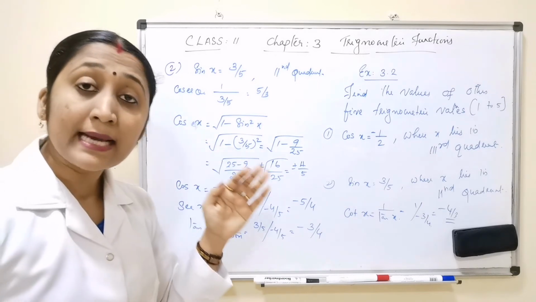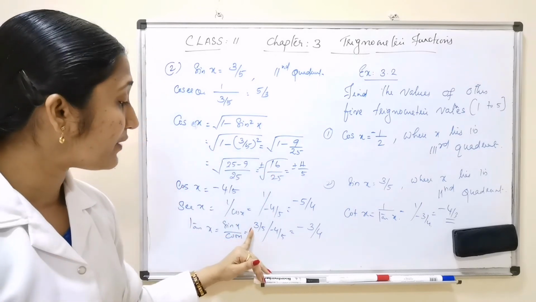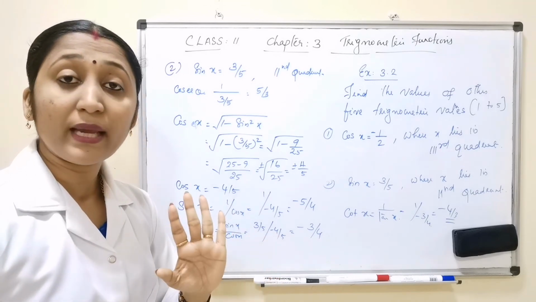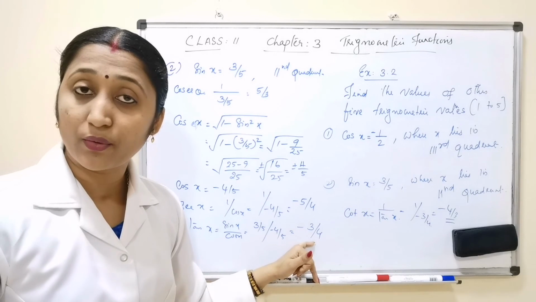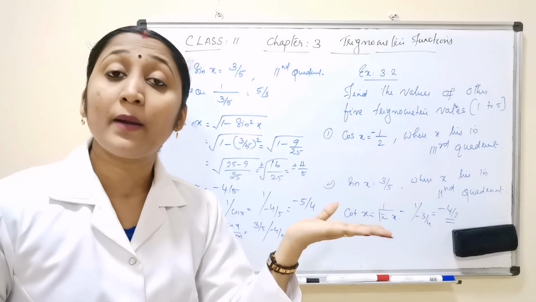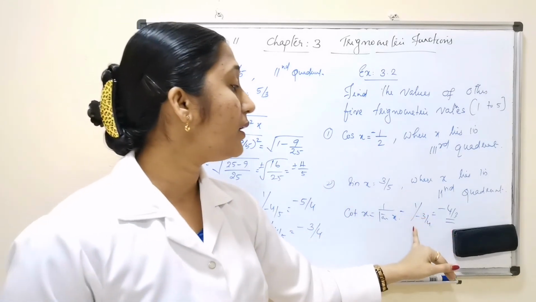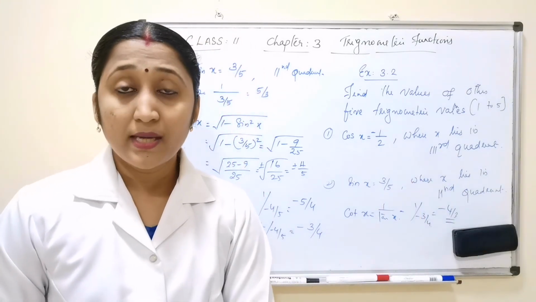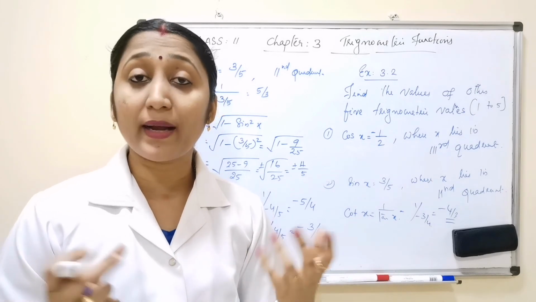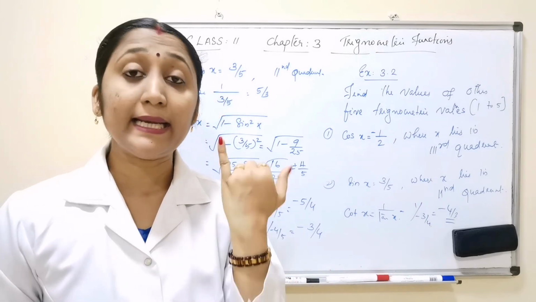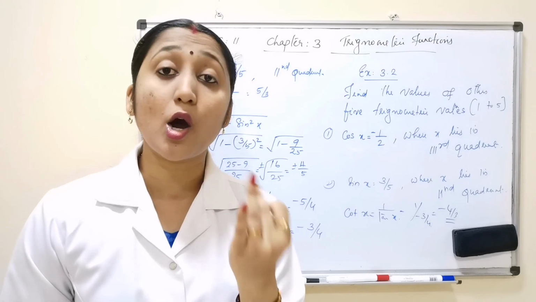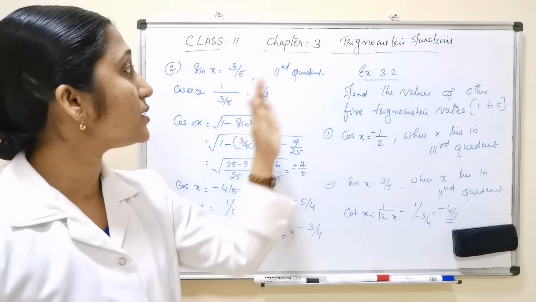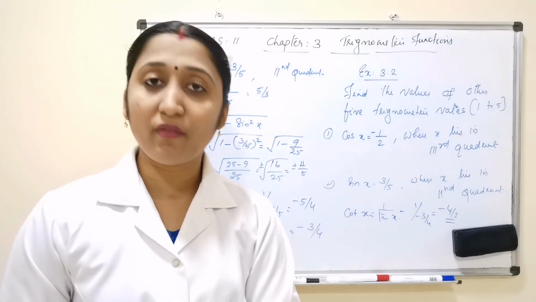Then tan theta means sin theta by cos theta. That is 3 by 5 by minus 4 by 5. Then the denominator will be cancelled, the 5 will be cancelled. The answer will be minus 3 by 4. Then cot theta is 1 by tan x. That is 1 by minus 3 by 4, which is minus 4 by 3 is the answer. It is very easy to find the trigonometric values if you know the identities and also the quadrants, that is very important. So I hope you all understood exercise 3.2 question number 1 and 2.